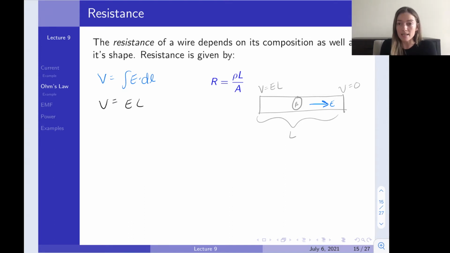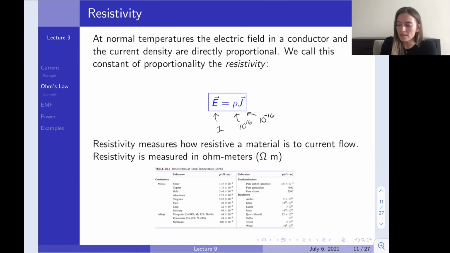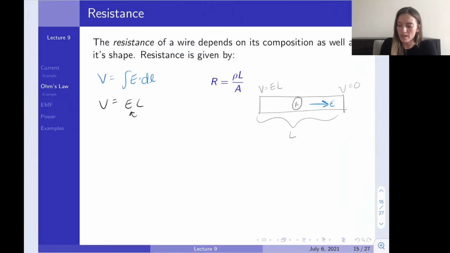So I can write my potential for this little length of wire as E times L. Now, can I rewrite E in terms of the current? Yes, I can, because I know from our previous slide that the electric field is just the resistivity times the current density, E equals rho J. I can also rewrite the current density in terms of the current, because J is I over A. So I can rewrite this as rho times I over A times L. And this is my potential difference between the two ends.